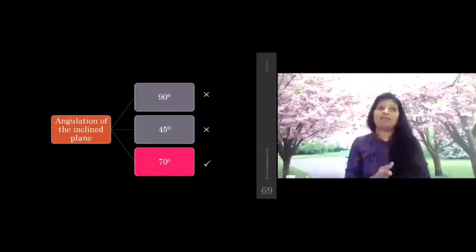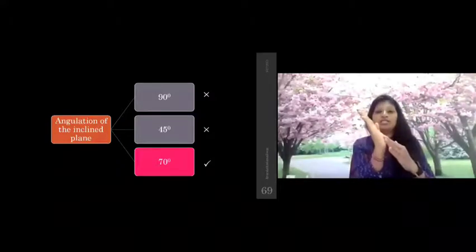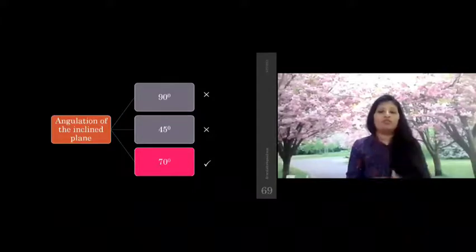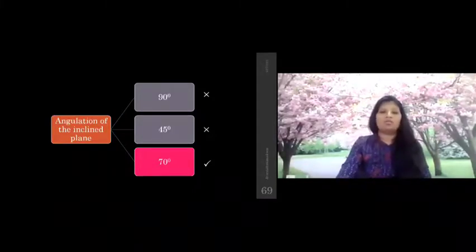So whenever you're giving a twin block, keep it in mind that the angulation should be 70 degrees, but history says that 90 and 45 degrees are not good for the twin block appliance. So keep it in mind to keep it at 70 degrees only.